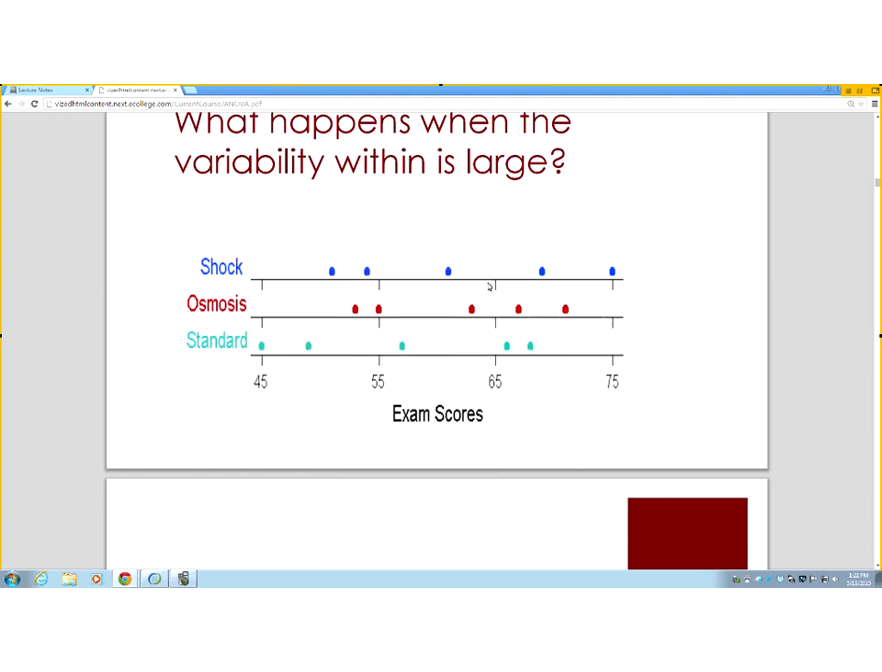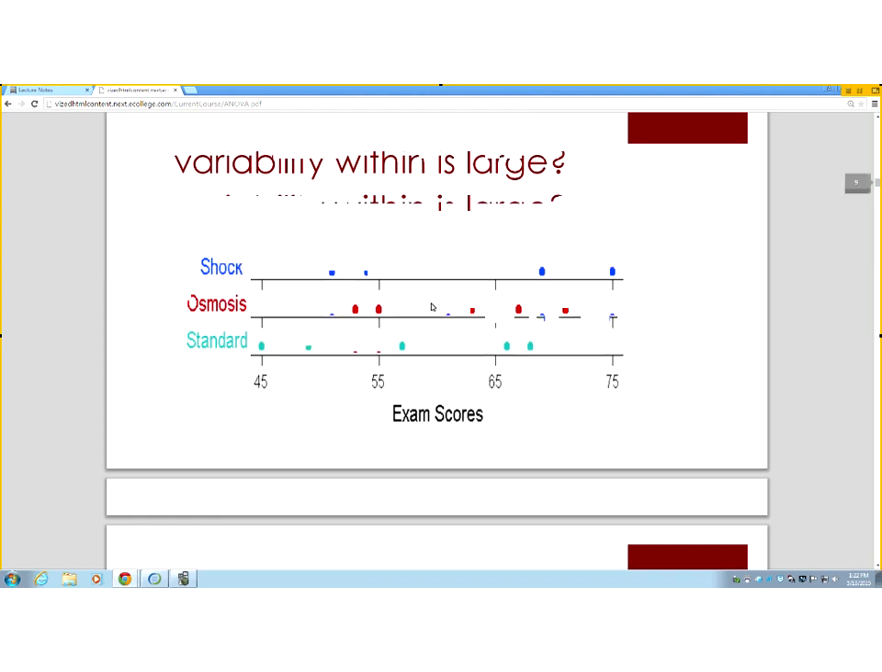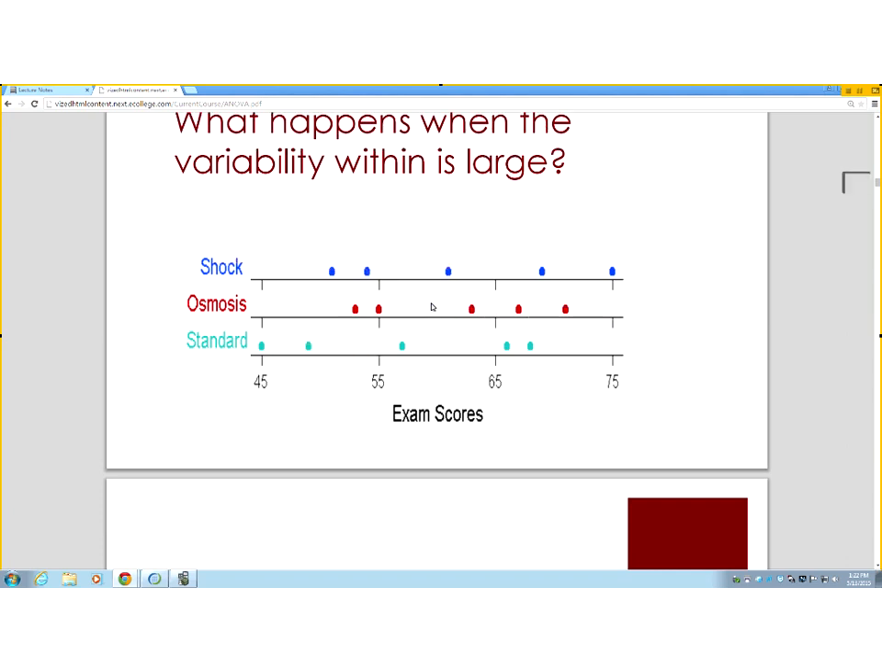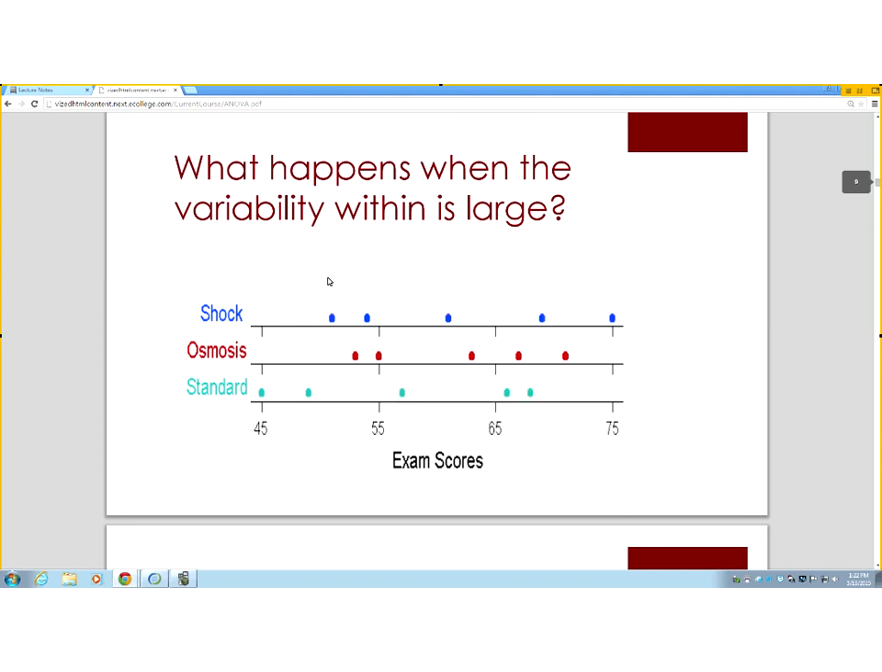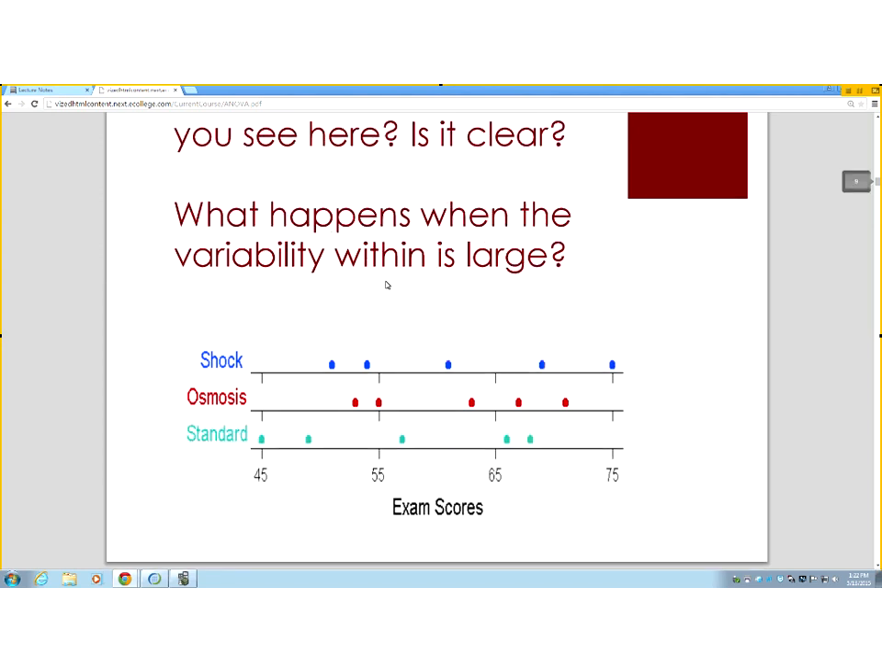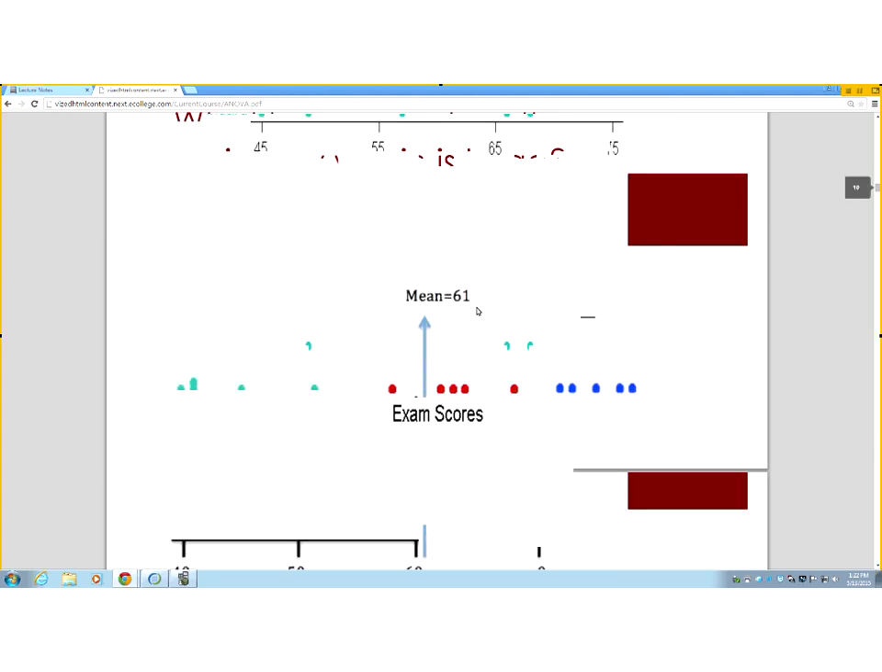So you could tell here that the variability is different for all of them, right? Some of them are closer together than others. All right, so we see that. So here you're comparing it, and it's just about the same. 50 is the largest on here. So what happens when variability within is large? Then the data values are further apart, right?